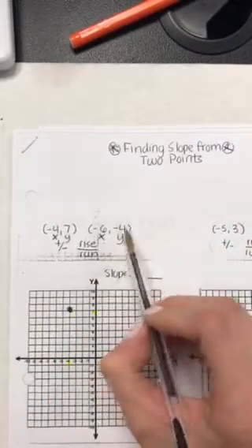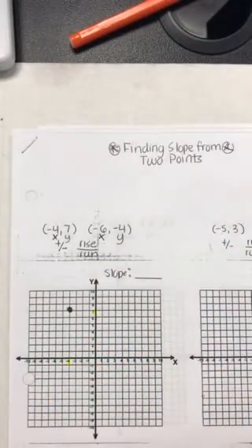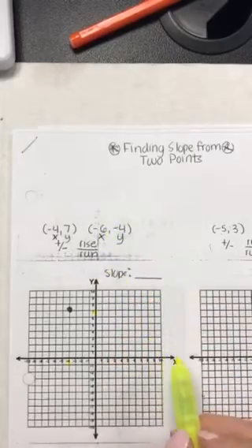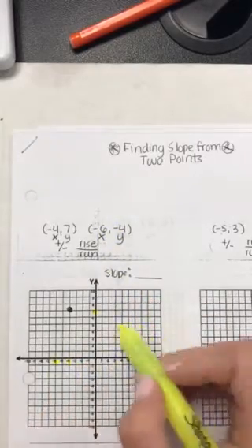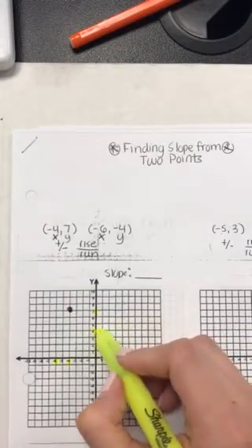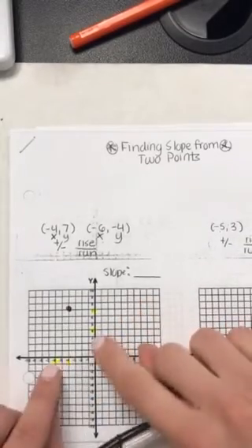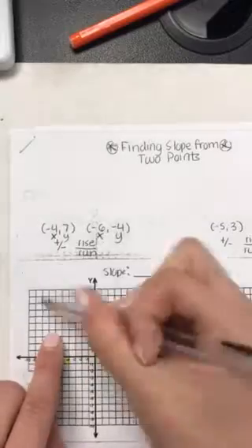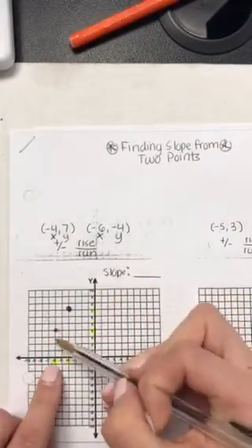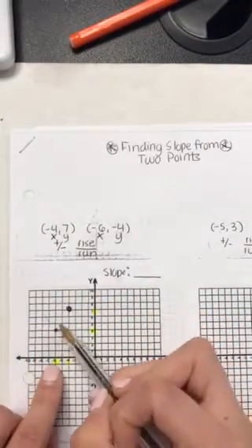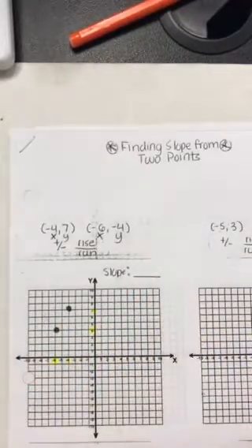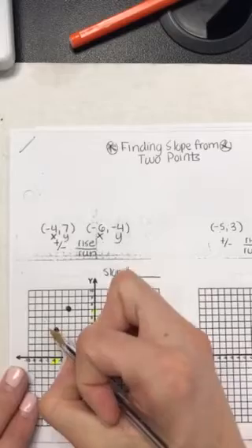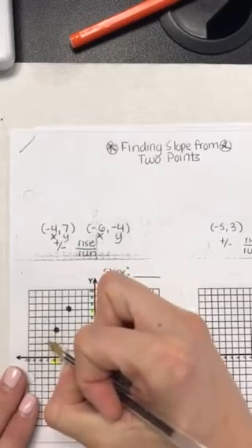Next we have -6, 4. So I'm going to highlight -6 on my x-axis. It's right here. And then I'm going to highlight 4 on my y-axis. So if I follow my fingers and I bring those 2 points together, I'm right here at -6 on the x-axis, 4 on the y-axis. Okay, now that we've done that, we're going to form our line. So draw your line between the points.